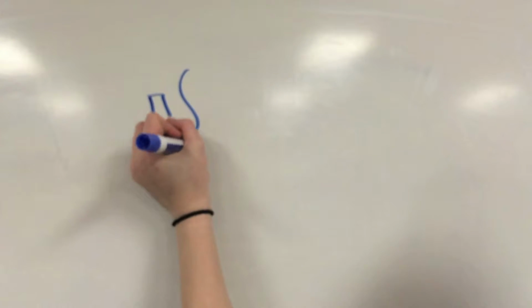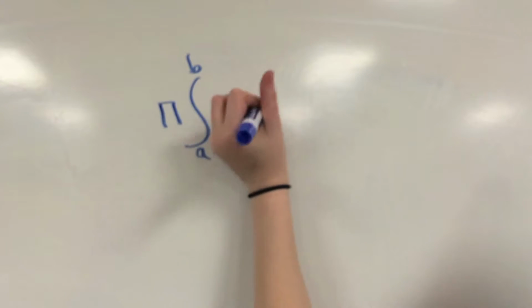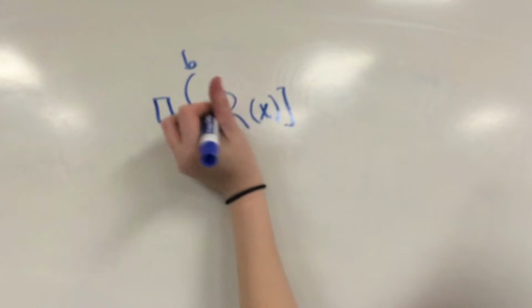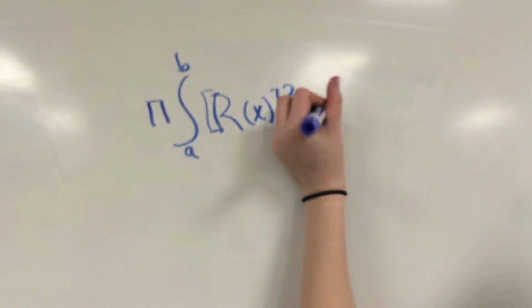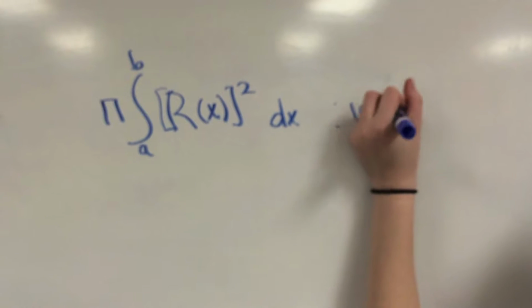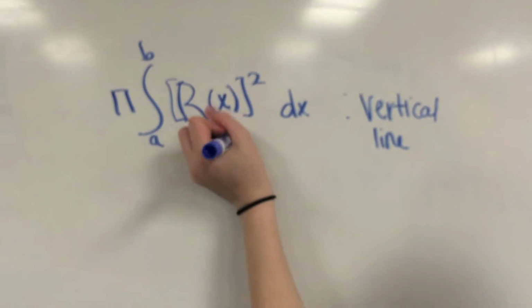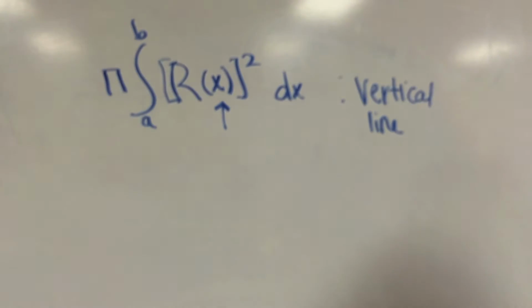The equation to find the volume of a graph in terms of x is pi times the integral from a to b of big R of x squared dx, and that is for revolving around a vertical line. And you have to make sure that this is in terms of x because of dx.